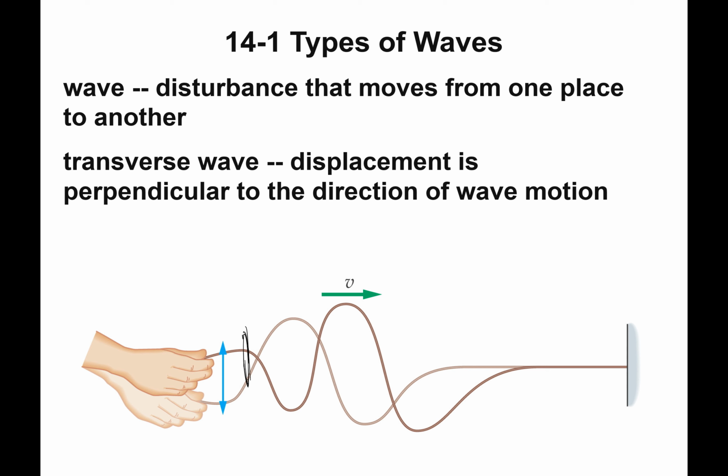And the two parts on a transverse wave, we're going to have this region at the top of maximum amplitude, and that's called a crest. And then we're going to have this region at the bottom, and this is called a trough.